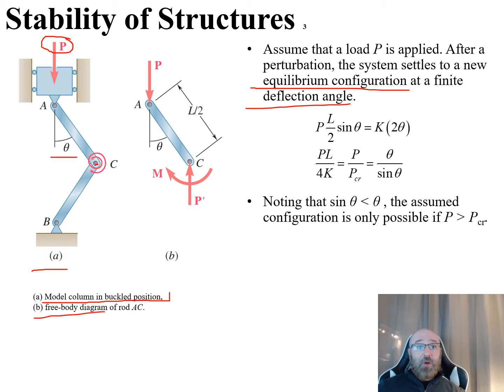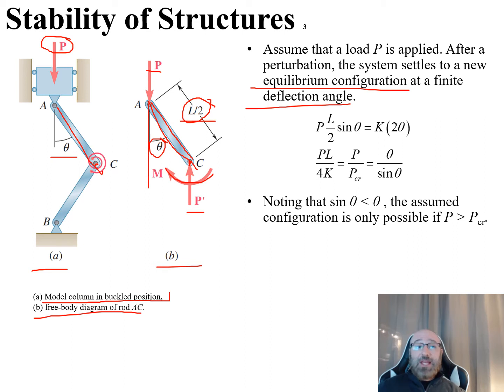And over in part B, we have the free body diagram of just the rod AC. For our free body diagram of rod AC, we have our load P applied right here. Down at our point C, we have our P prime, and we have this moment M. Now we can see this angle, our theta, which is between our vertical and our rod AC. This has a length of L over 2. We know that the full length before we applied the load, from A to B, was L, so half of that, going from A to C, is our L over 2.